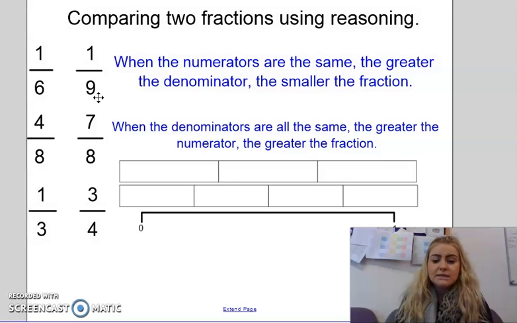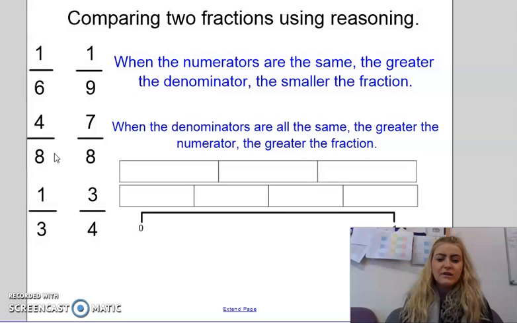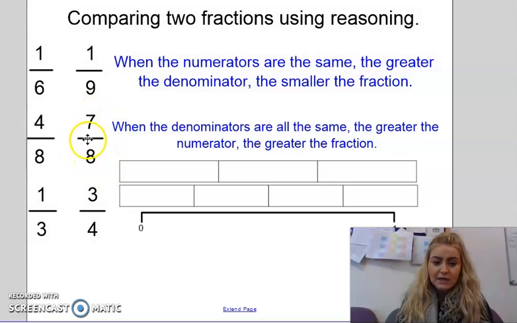When the denominators are all the same, the greater the numerator, the greater the fraction. So in this example, we've got 4/8 and 7/8. So 7/8 is greater because if I've got 8 equal parts and I've got 7 of those parts, I've got more than if I'd only got 4 of those parts. So when the denominators are the same, the greater the numerator, so the larger the number that is on top, the greater the fraction.